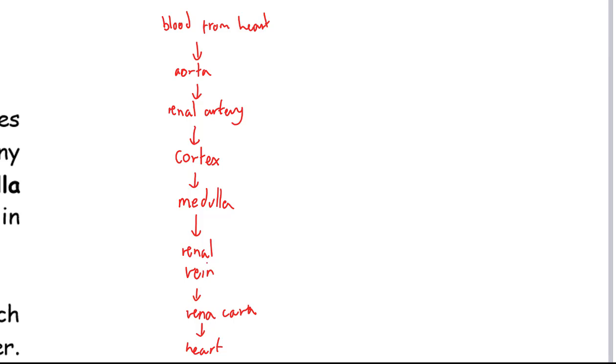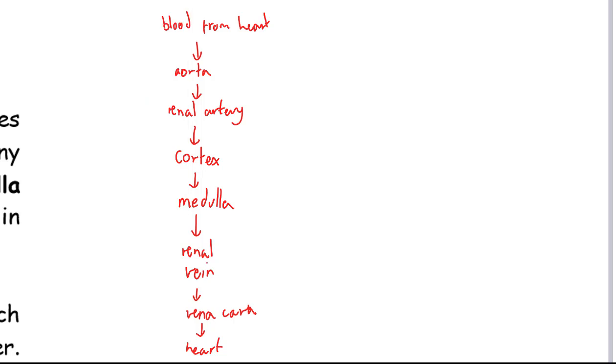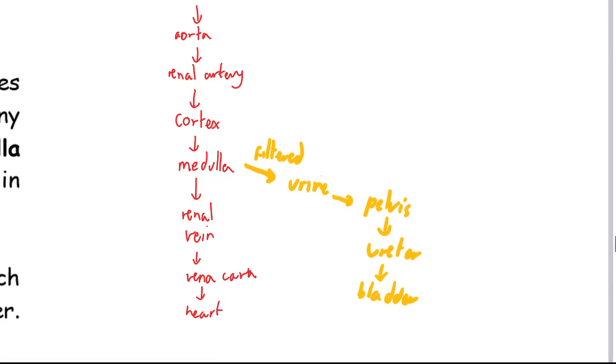Now, where does the urine come into this? Let's use a nice shade of yellow for the urine. So, at this point, when the blood reaches the medulla, it gets filtered, and we get the urine produced, which then travels to the pelvis, then to the ureter, then to the bladder, and then leaves the body through the urethra.